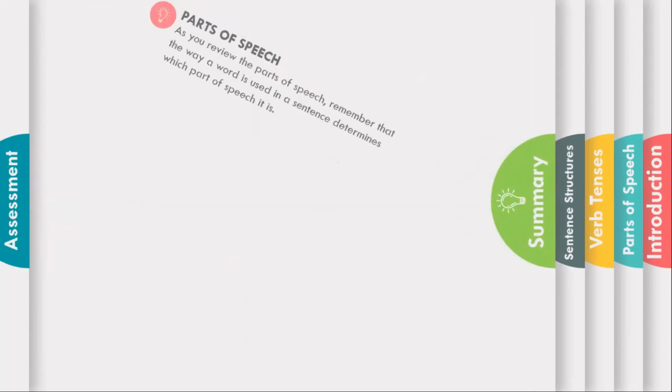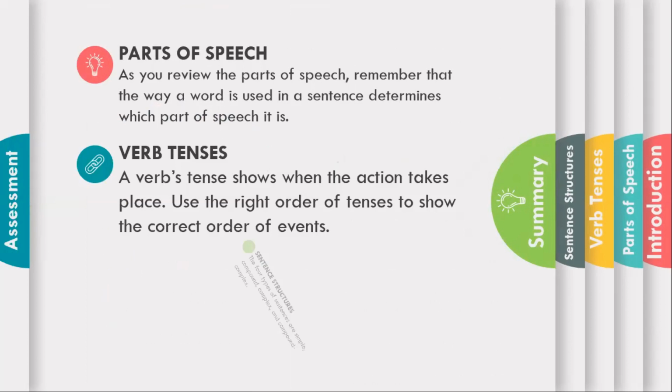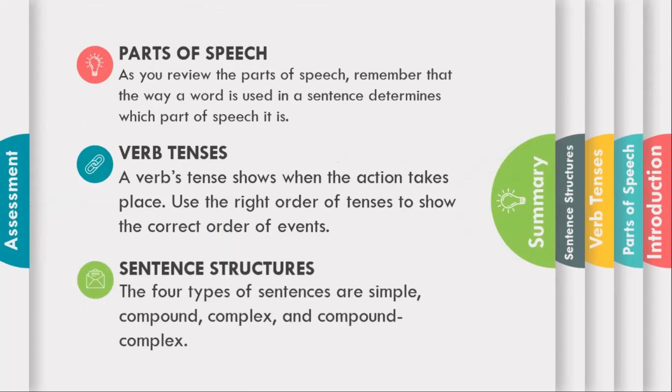To sum it up, again, for parts of speech, remember that the way a word is used in a sentence determines which part of speech it is. Next, a verb's tense shows when the action takes place. Use the right order of tenses to show the correct order of events. Lastly, simple, compound, complex, and compound complex are sentence structures.